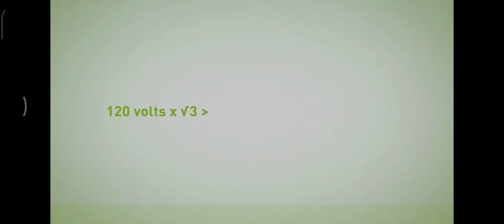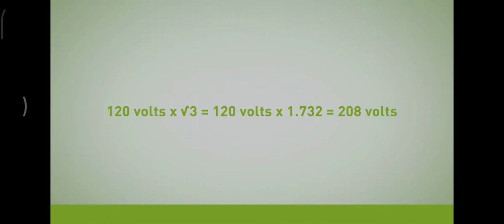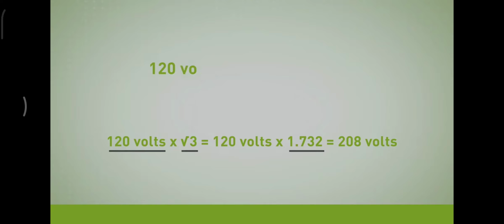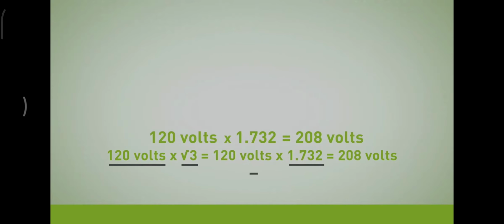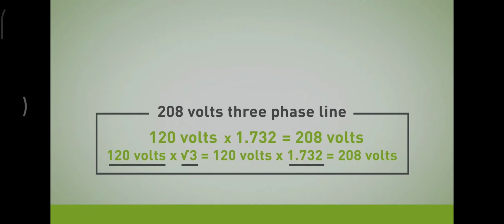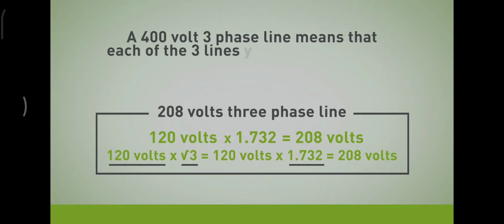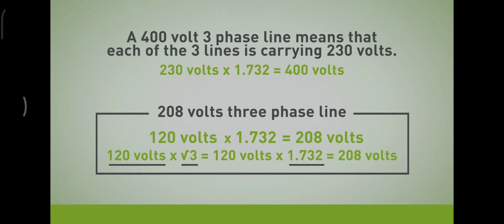So how do you calculate the power of combining two lines in a three-phase circuit? The formula is volts times the square root of 3, which happens to be rounded off to 1.732. For two lines, each carrying 120 volts, the calculation for this is 120 volts times 1.732, and the result is rounded up to 208 volts. That's why we call it a 208 volt three-phase circuit or a 208 volt three-phase line. A 400 volt three-phase circuit means that each of the three lines are carrying 230 volts.